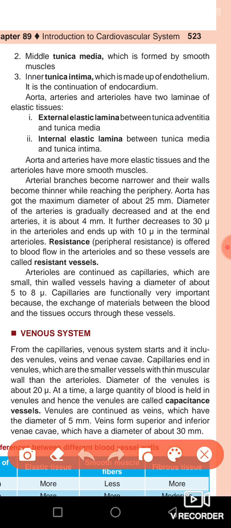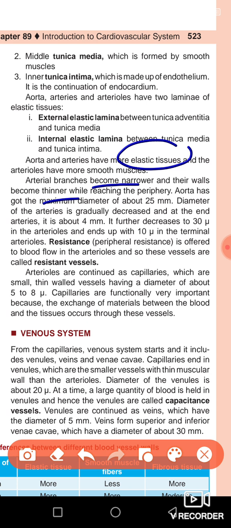Now we discuss some things about the aorta and its vessels. The aorta and its vessels are more elastic and have more smooth muscles, because the blood is going to be transported to your whole body, so more elasticity is needed. They become narrow, and their walls become thinner as they reach the periphery. The arteries gradually decrease in size toward the end, which means their diameter gradually decreases.